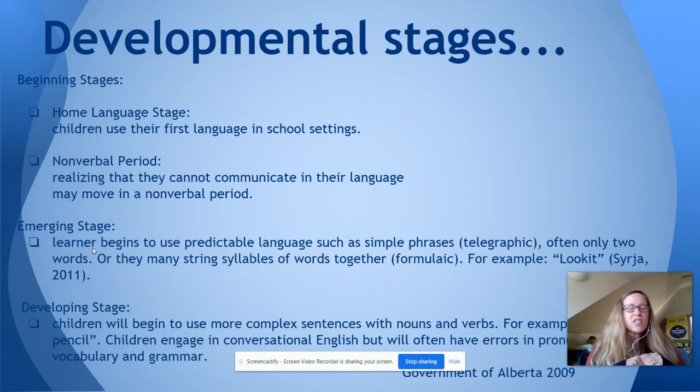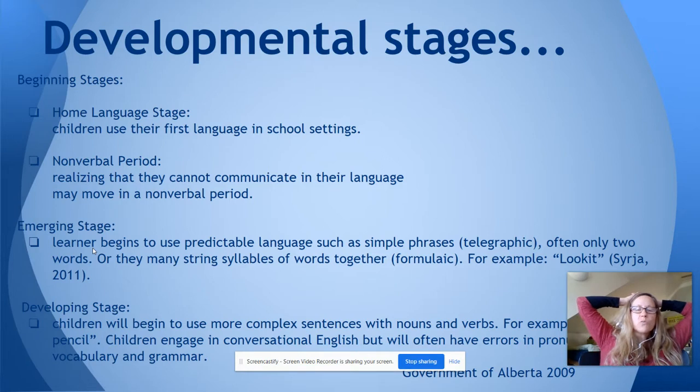There are some developmental stages. The beginning stage, or home language stage, is where children use their first language in school settings. And you may get a nonverbal period here, where they realize they can't communicate in the new language. They call that the quiet period. And then you have the emergent stage, or emerging, and that's when learners begin to use predictable language patterns, such as simple phrases and two words, or maybe multiple words. A lot of this will happen in social language, before academic language.